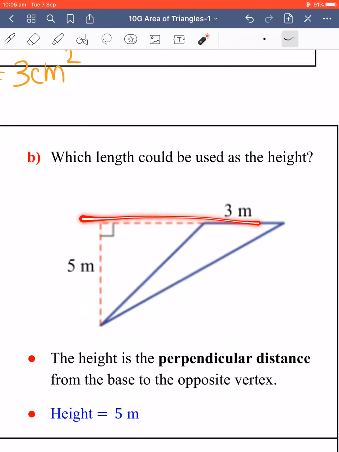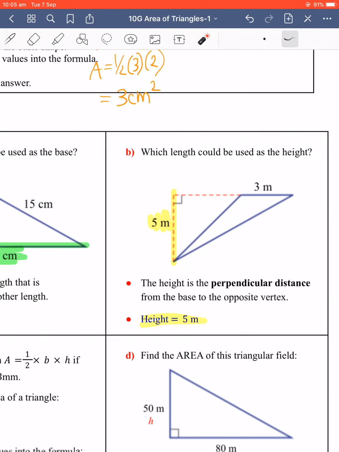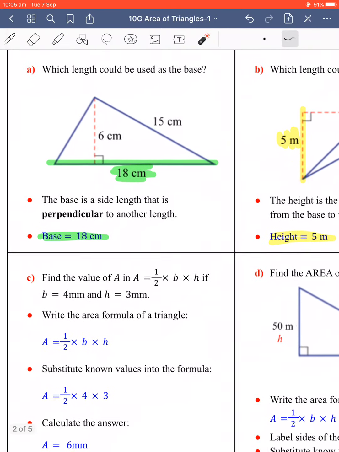So again, you're looking for that kind of T. For this one, as I said, we now have our height, which is 5 meters, because it is this distance in our triangle. And again, it's to that opposite vertex, that opposite point.